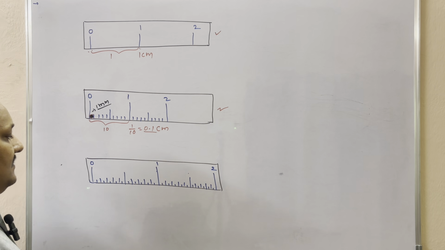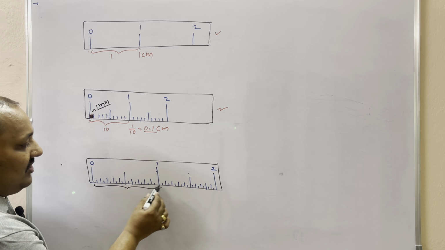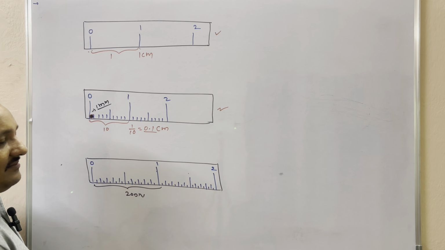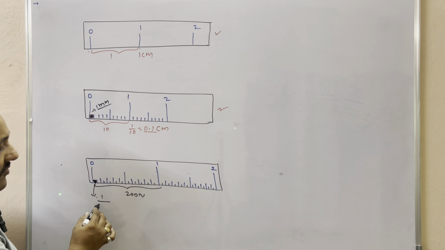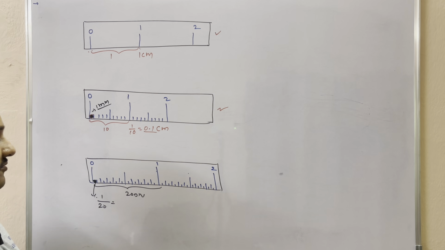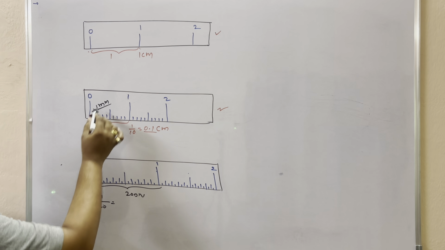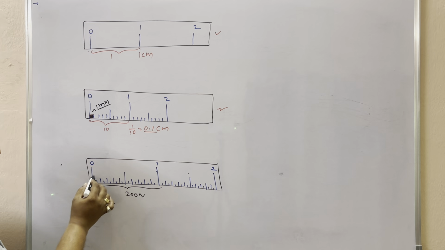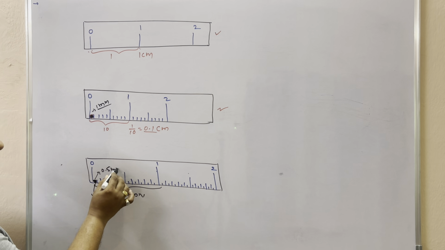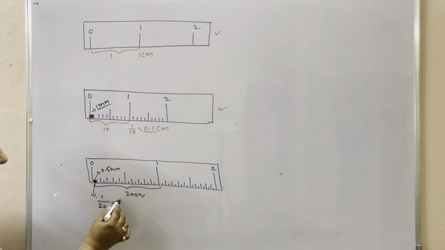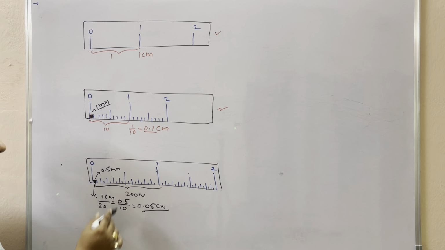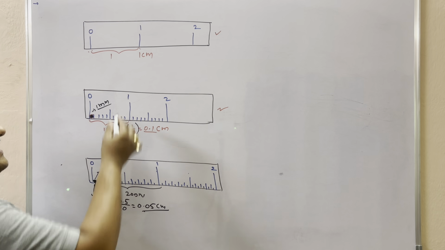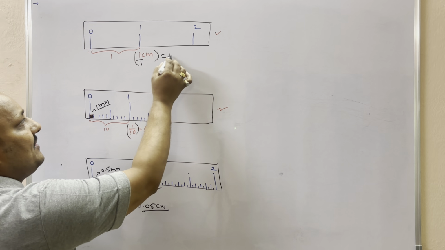Next, in this one, between 0 and 1, 20 divisions are there. Therefore, each value is 1 by 20. 1 by 10 centimeter is 1 mm, so 1 by 2 of that means 0.5 mm. 1 by 2 is 0.5, by 10, that is 0.05 centimeters. This is in centimeters: 1 by 20 centimeters, 1 by 10 centimeters, 1 by 1 centimeter.